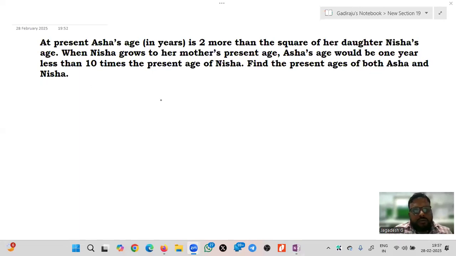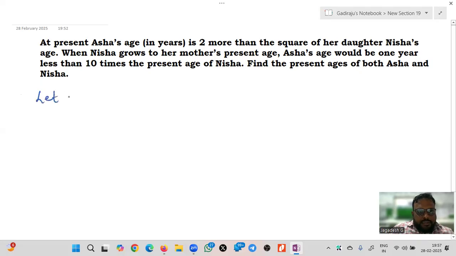So this is the question we have. Let us see this question right now. This is a question from NCERT Exemplar, from the chapter of quadratic equations. At present, Asha's age in years is 2 more than the square of her daughter Nisha's age. That means the daughter is Nisha right now. So let us start from here.